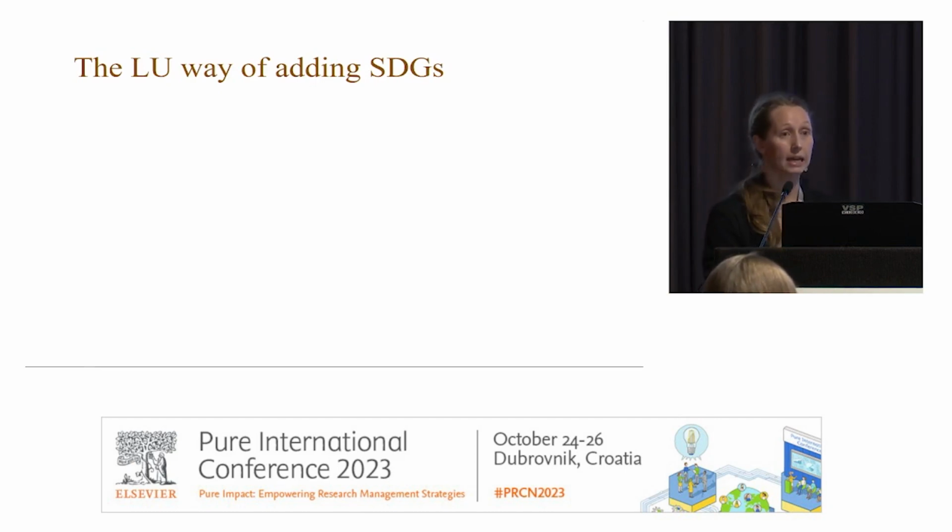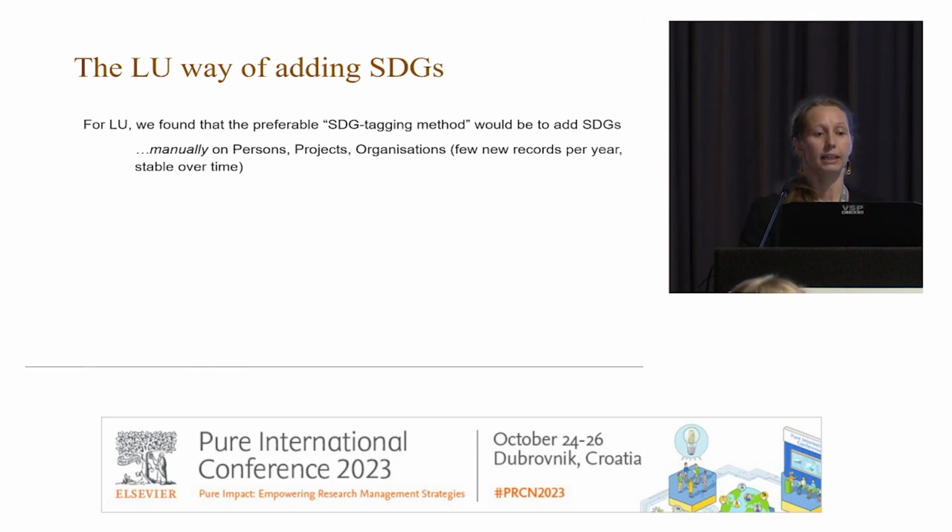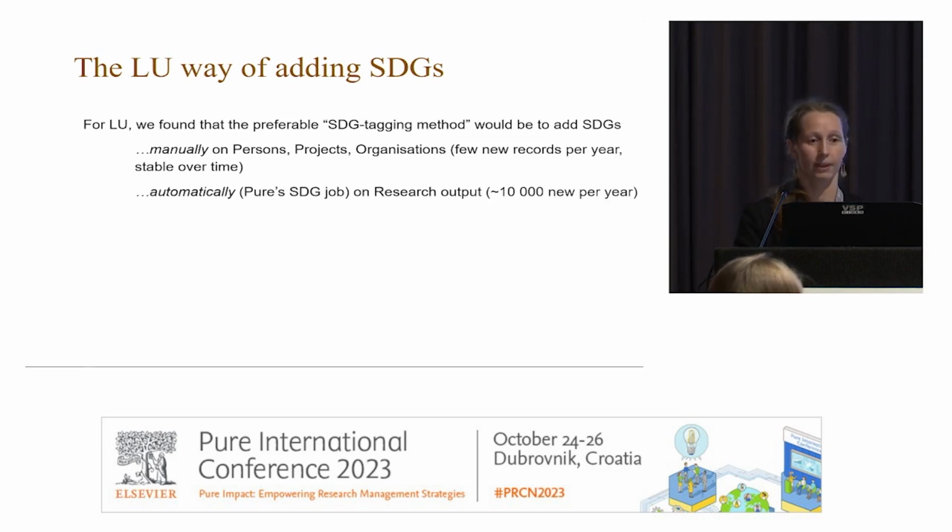So the way of adding SDGs today, after the launch, is that we have manual adding for persons, projects, and organizations. And the reason for this is that we only get few new records each year. So it's manageable, and also there's not much on them when they're added into the system. So the automatic tagging doesn't do much anyway. And we have automatic tagging for all our research outputs because we get 10,000 new every year. So that's a lot for us.